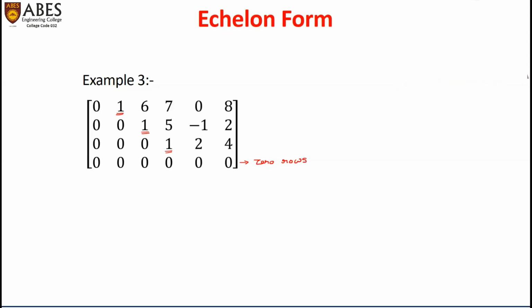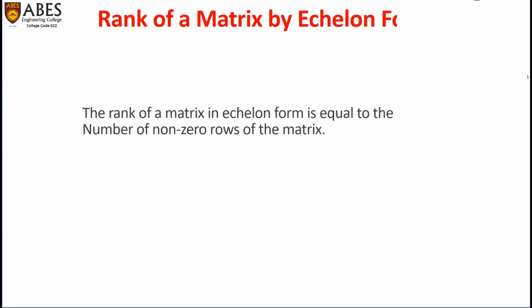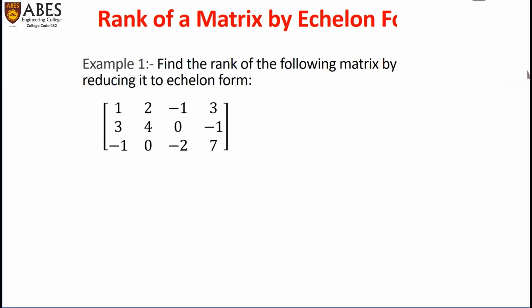Now move to how to find out the rank of the matrix by the echelon form. The rank of a matrix in echelon form is equal to the number of non-zero rows. The number of non-zero rows of a matrix gives the rank of the matrix. To understand how to find out the rank of the matrix, let us take one example. Find the rank of the following matrix by reducing it to echelon form.